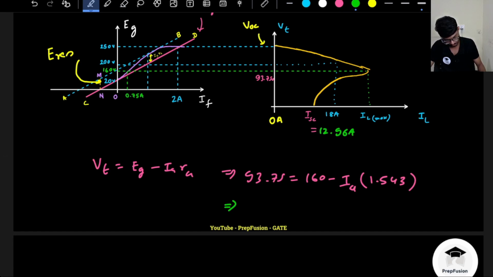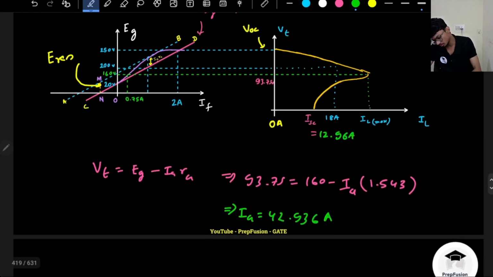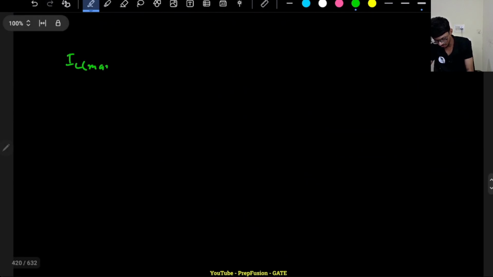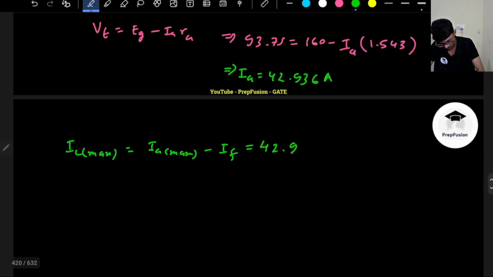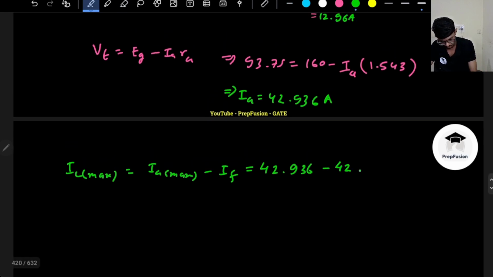So the armature current comes out to be 42.936 amperes. Now what will be the load current? Because I have to find out the IL max. IL max will be the extra additional current taken by the field. So it will be Ia max subtracted by If. So Ia max is 42.936 minus 0.75. So this comes out to be 42.186 amperes. So this will be the answer, part B.